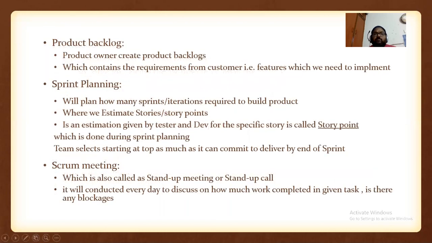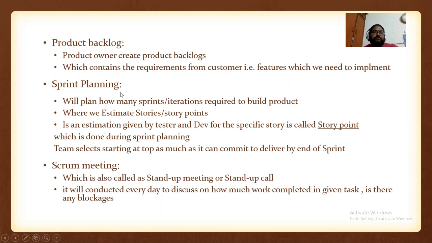Team members, how the information is communicated among this Scrum team, the Scrum Master is going to monitor, and the process is going to define. Product backlog means features which we need to implement in the product. The product owner creates the product backlogs, which contain the requirements from the customers, that is features which we need to implement. So that is sprint planning.